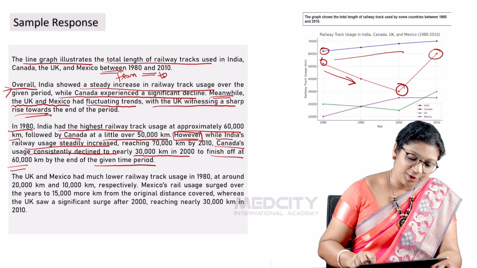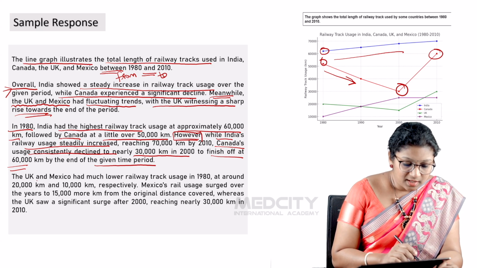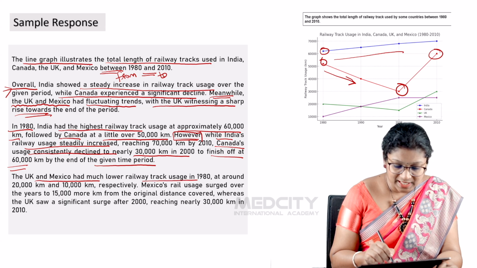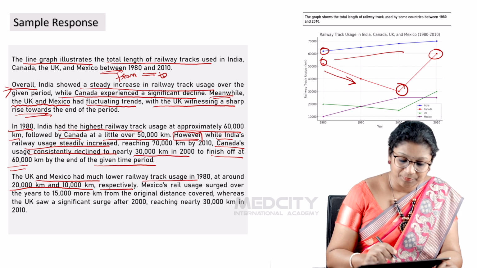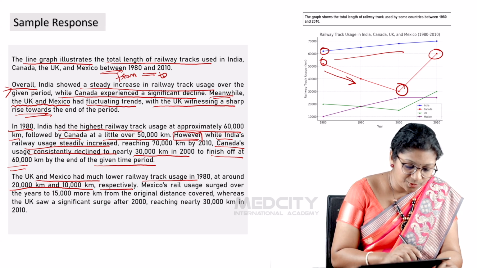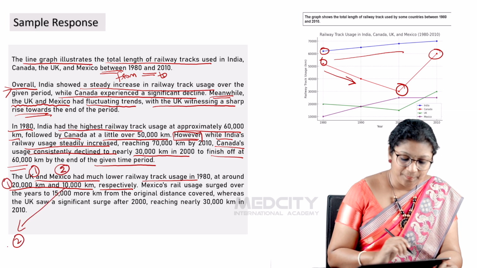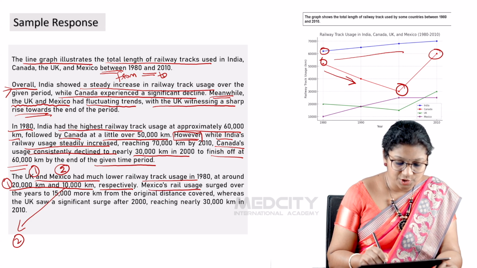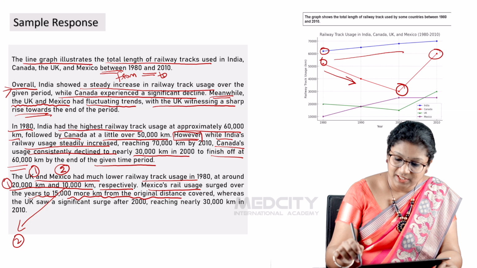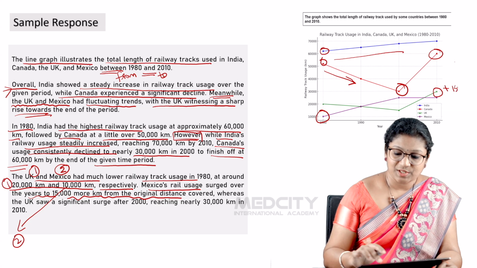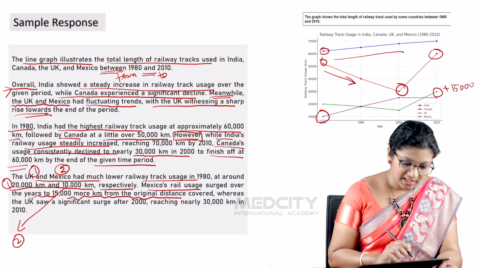In the second body paragraph, we're talking about the UK and Mexico. The UK and Mexico had much lower railway track usage in 1980 at around 20,000 kilometers and 10,000 kilometers respectively. I've used respectively because first I've mentioned UK, then Mexico, which means 20,000 is for UK, 10,000 is for Mexico. Mexico's rail usage surged over the years by 15,000 more kilometers from the original distance covered. So the original was 10, and it reached 15,000 more, close to 25,000 kilometers.